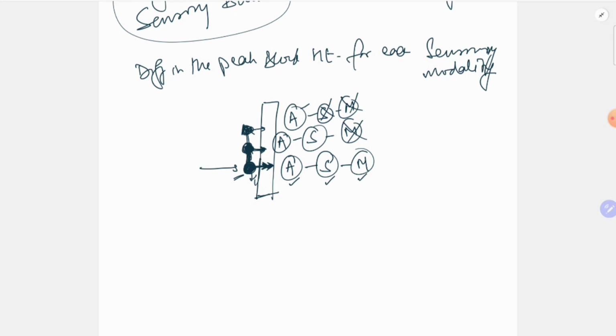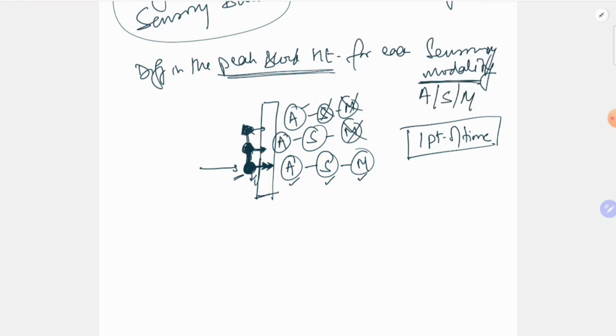So at any one point of time, if I compare the peak block height for each modality, which means autonomic, sensory, and motor, I will find that the autonomic, being the first to get blocked, will be blocked even at the highest level, even farthest from the site of injection. And I would see that the sensory would be blocked two levels behind or lower to autonomic, and motor will be two levels further behind.